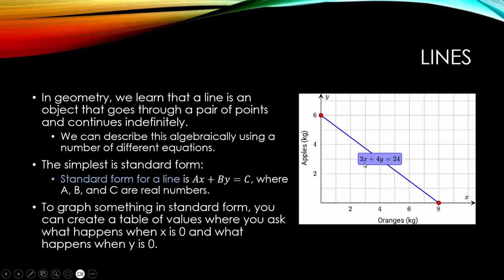When x is 0 in this equation, we get 4y equals 24. Well, 4y equals 24 would tell us y is 6. And so we have a value at x 0 and y 6. If we let y be equal to 0, then we get 3x equals 24. Well, that tells us that our x value would be 8 when y is 0. With those 2 points, we know this is the equation of a line, and so we just have to draw the line connecting those 2 points.